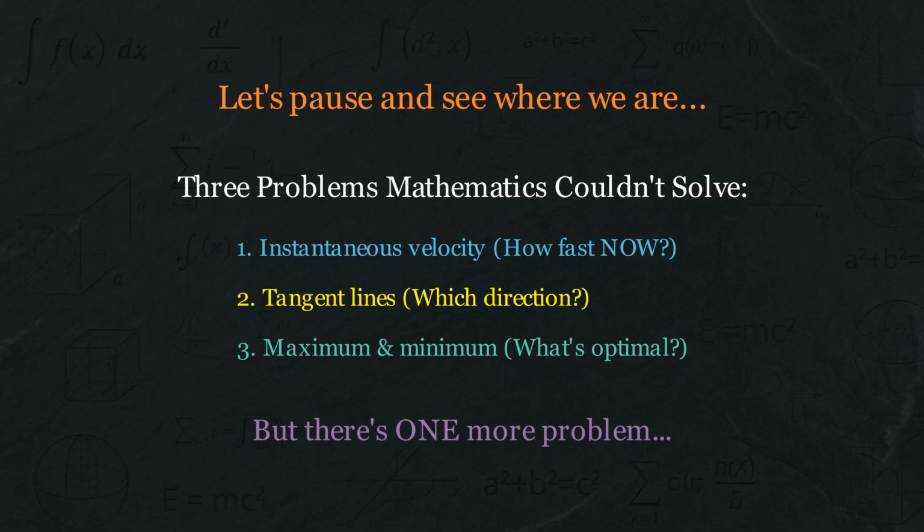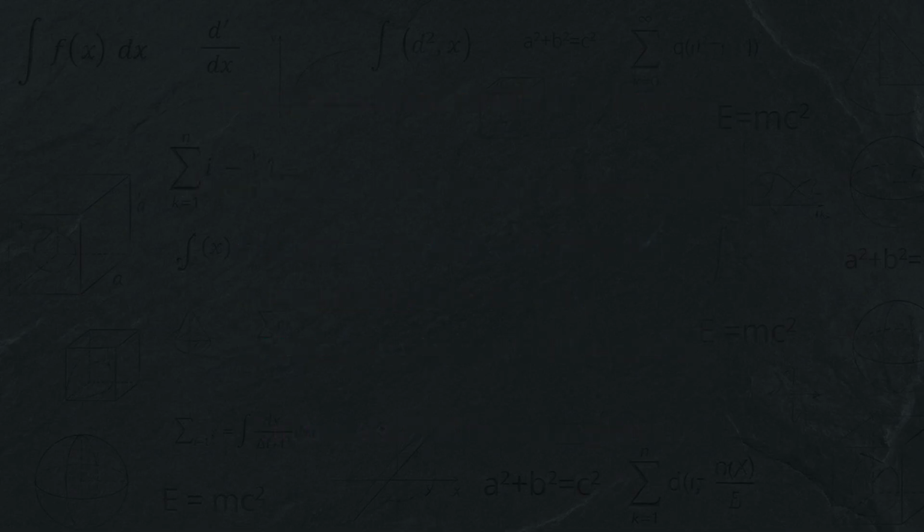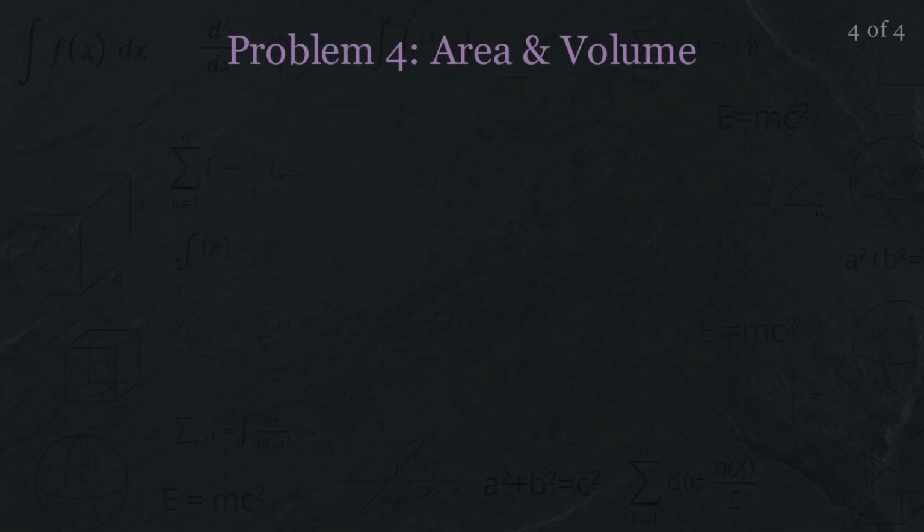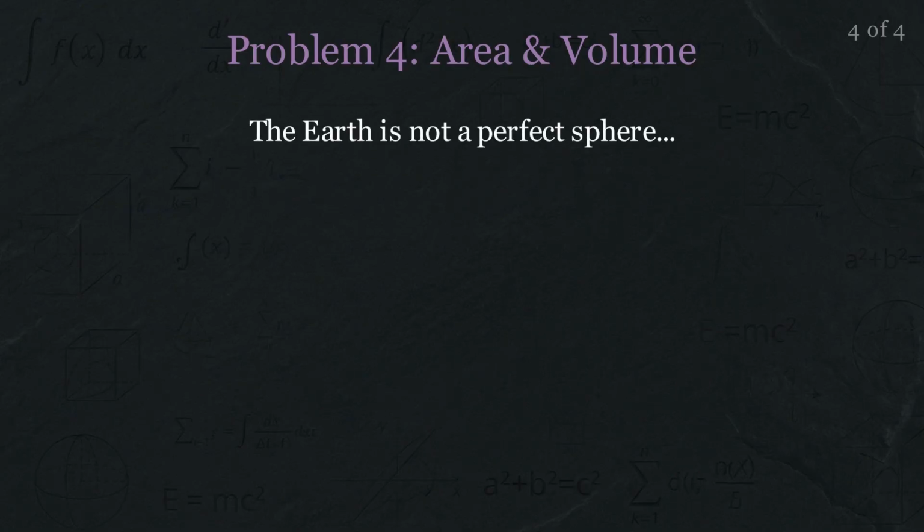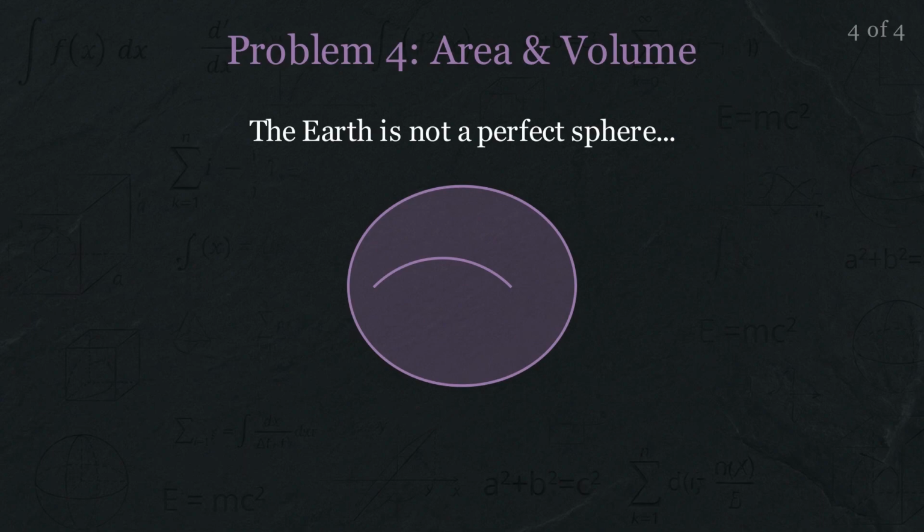But there's one more problem, and it's a big one. Problem 4. Area and volume. The Earth is not a perfect sphere. It's slightly flattened at the poles. This shape is called an oblate spheroid. What is its volume?